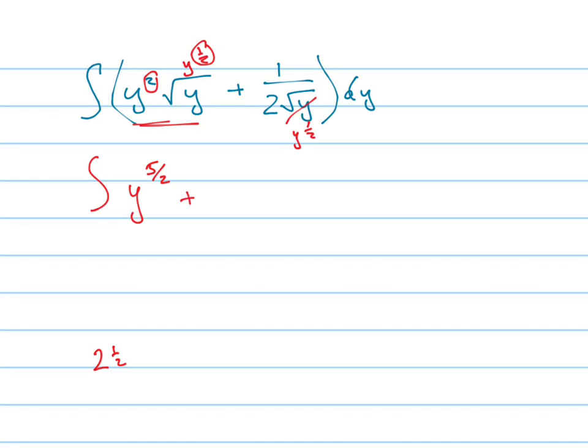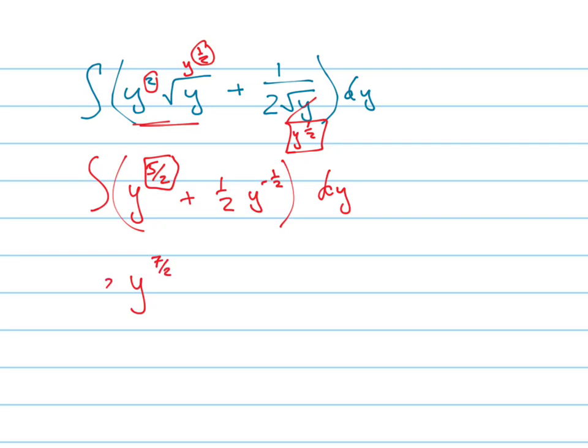Y to the 5/2 plus, and then let's move this to the top, so that would be 1/2 y to the negative 1/2 power. Right? And so now I just do the power rule in reverse. So the power rule is I add 1 to this and then divide by that. So adding 1 to that would be 7/2, and then you would multiply by 2 over 7. So that becomes 7/2, and then this becomes 2 over 7.